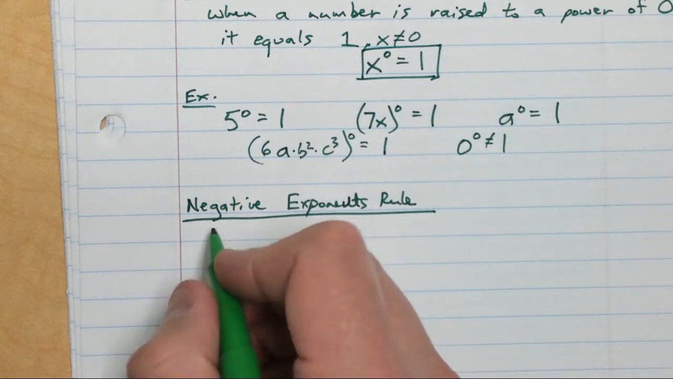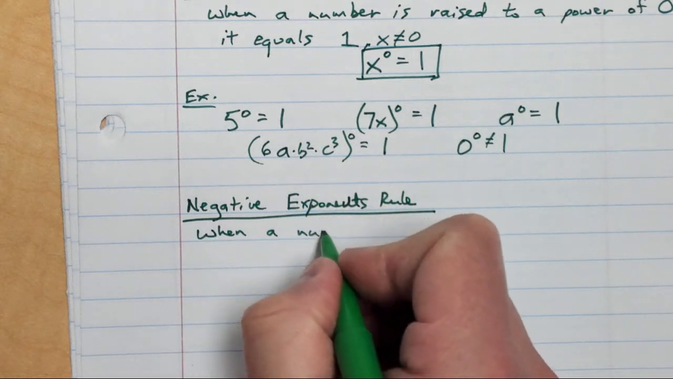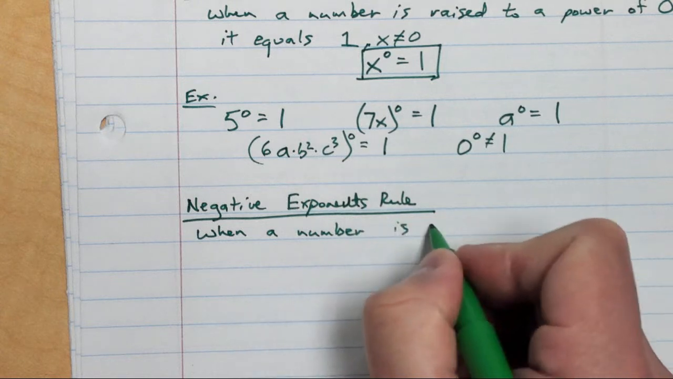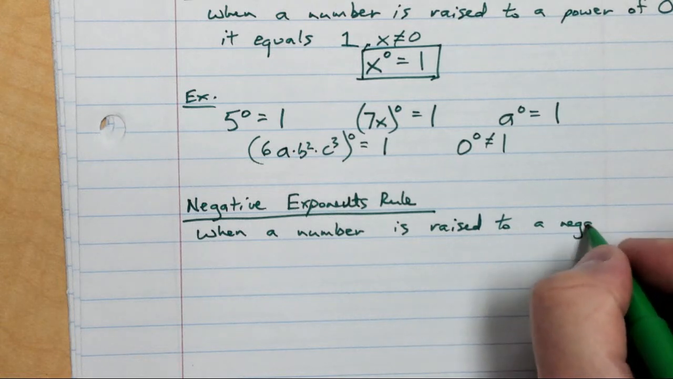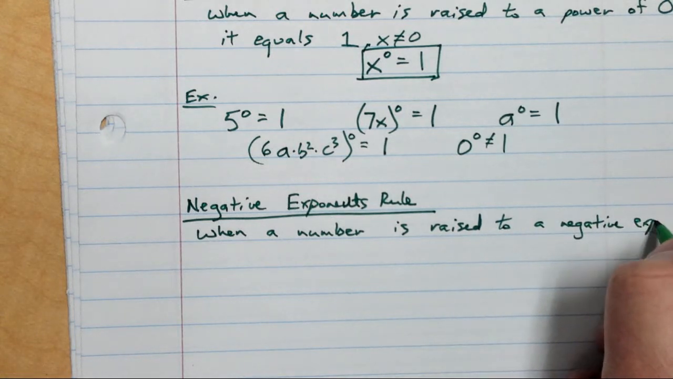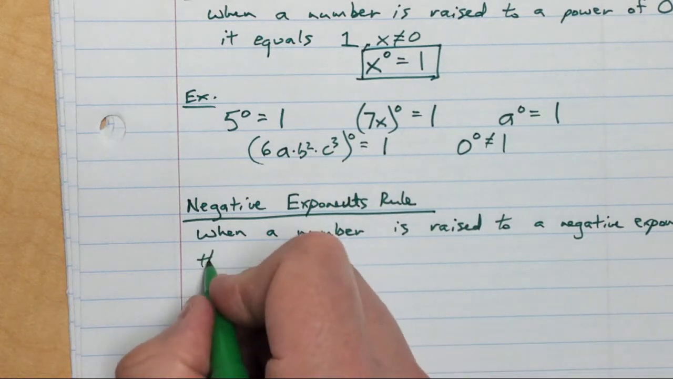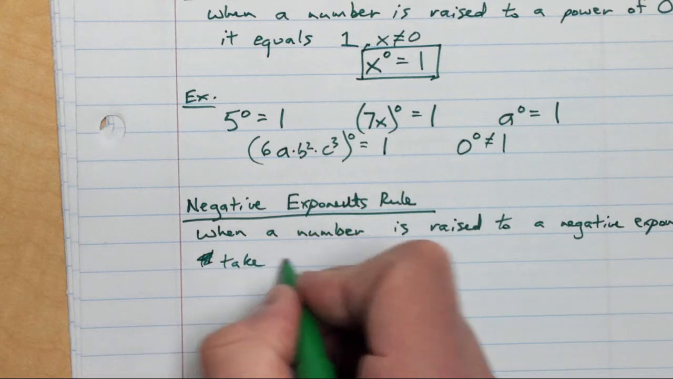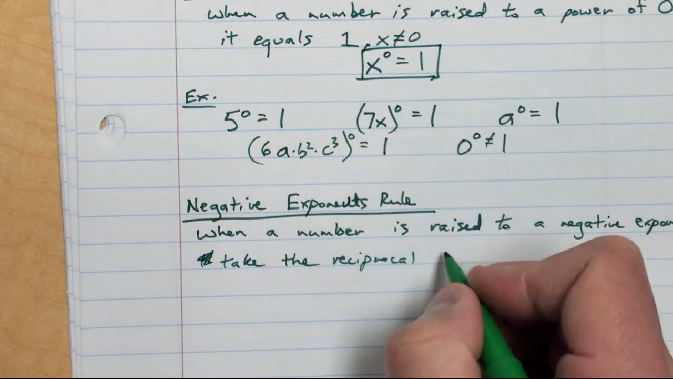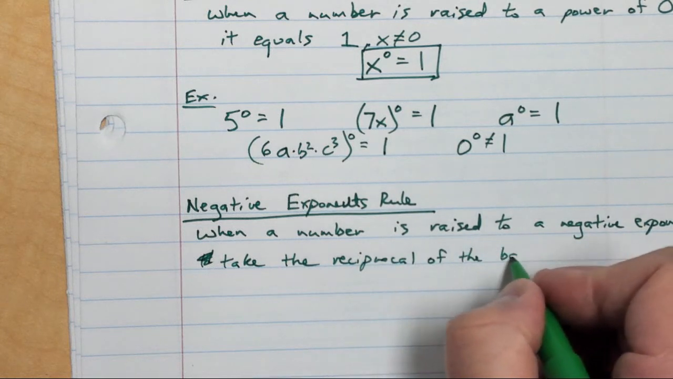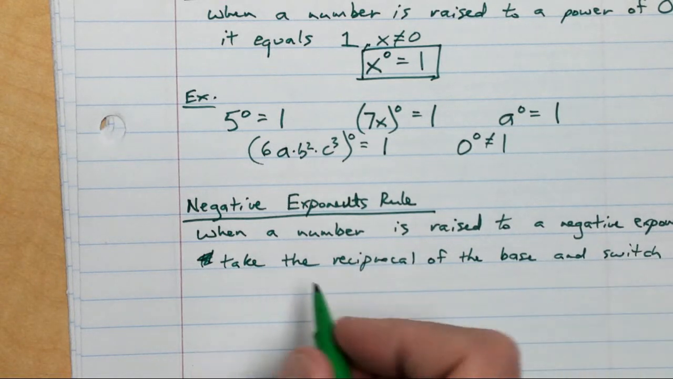And so I'm going to write down this definition here. It says when a number is raised to a negative exponent, comma, take the reciprocal of the base and switch the sign of the exponent.